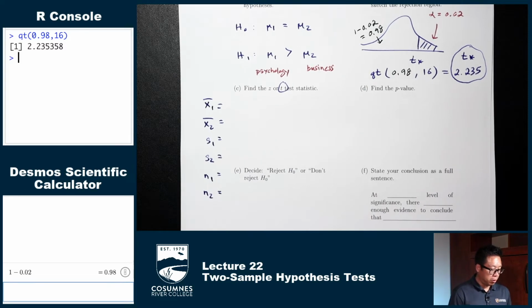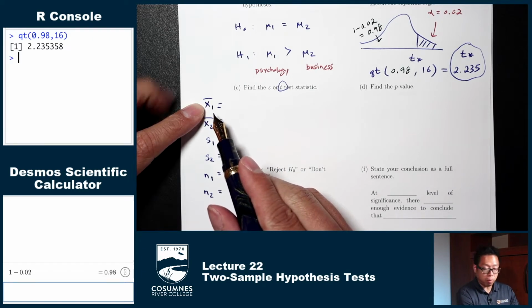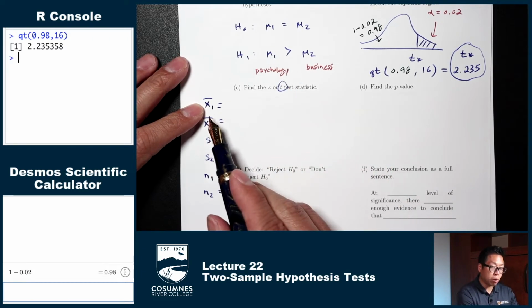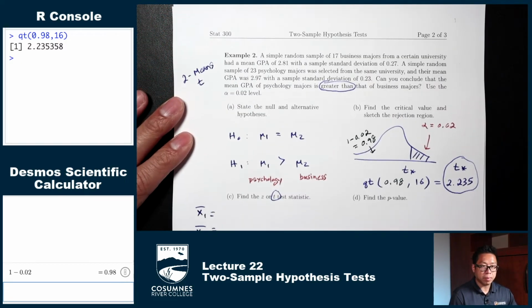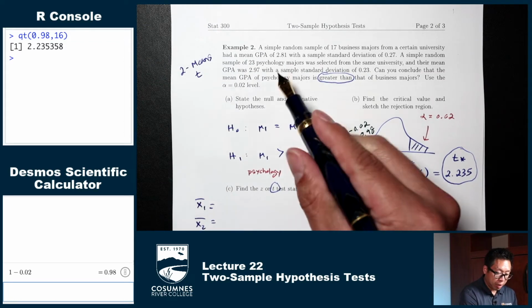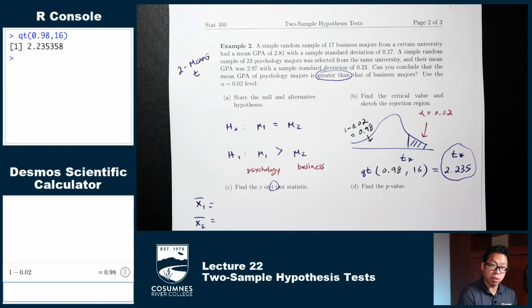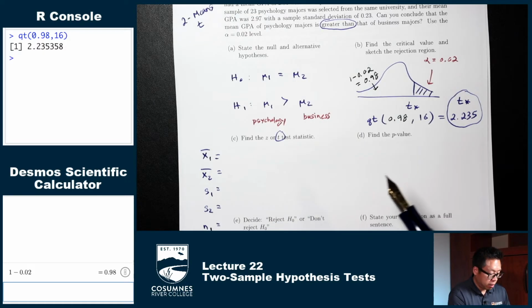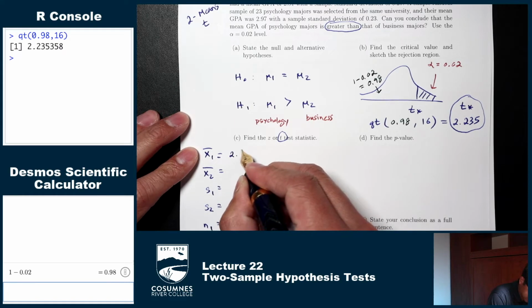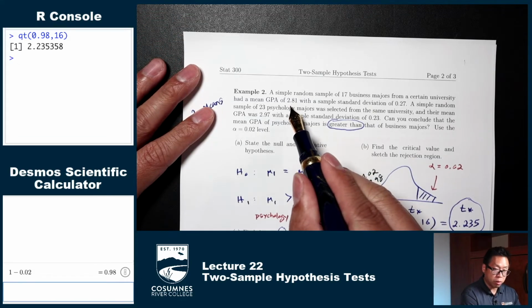Okay, what are these things? x1 bar is the mean from the first sample. My 1s were psychology, so x1 bar should be the mean for psychology. What is the mean for psychology? It's not 2.81. 2.81 was the mean for business, but my 1 is psychology. Psychology majors, their mean was 2.97. So x1 is 2.97. x2 bar should be my mean for the business, which is the 2s. Mean for business is this 2.81.